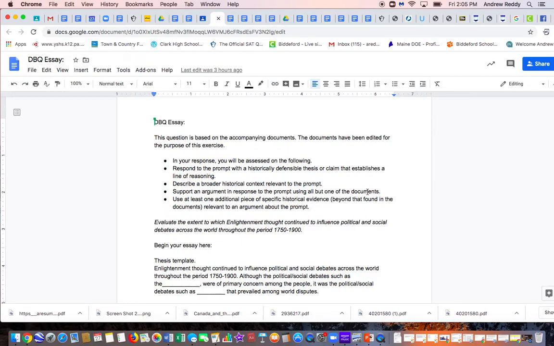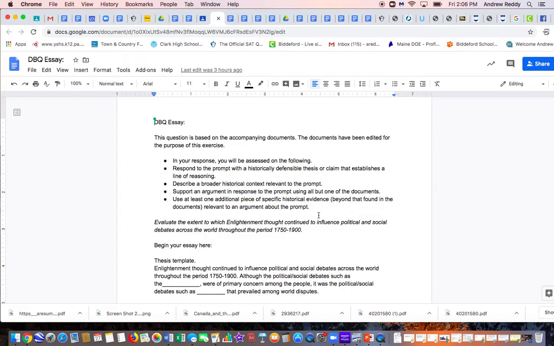I have told you in the past, default and err on the side of overuse, meaning that you want to use all the documents that you've been provided with, just in case you misuse one or inappropriately use one and it doesn't apply to what you're arguing. If you make that mistake, well, you can afford that because you've used all the documents as opposed to all but one.